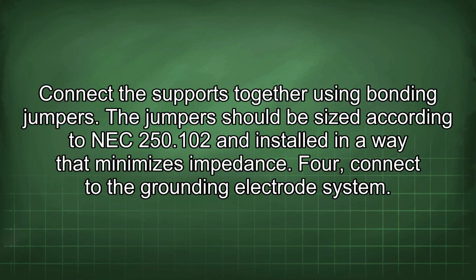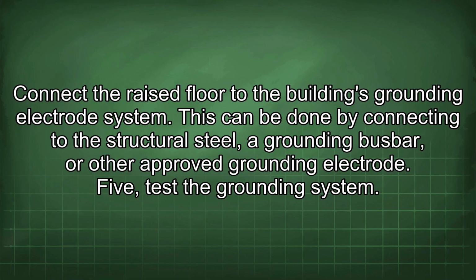4. Connect to the grounding electrode system. Connect the raised floor to the building's grounding electrode system. This can be done by connecting to the structural steel, a grounding bus bar, or other approved grounding electrode.